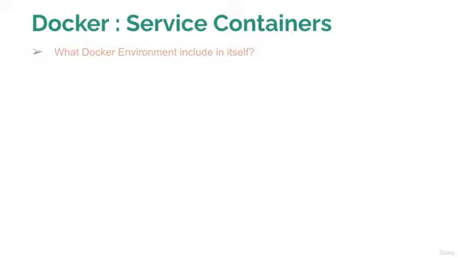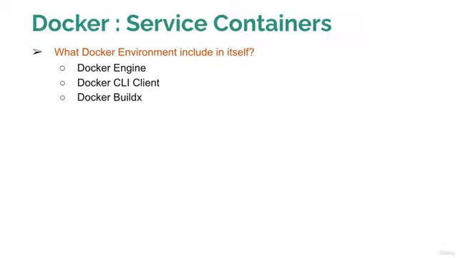Let's see what Docker Desktop includes in itself. Docker Desktop includes the Docker Engine. Basically, the Docker Engine is the core engine which executes Docker, or you may call it the Docker runtime environment. Apart from the Docker Engine, Docker Desktop has the Docker CLI client, a command line interface which you can use to interact with Docker. Then we have Docker Buildx.